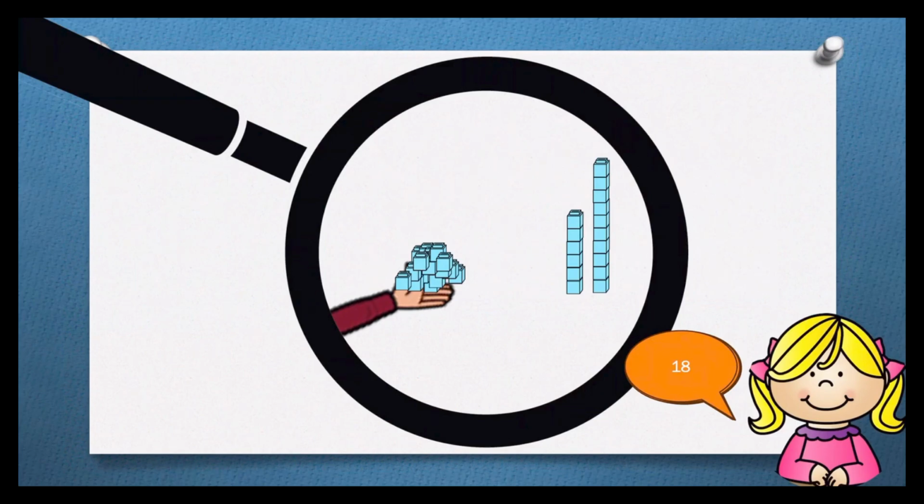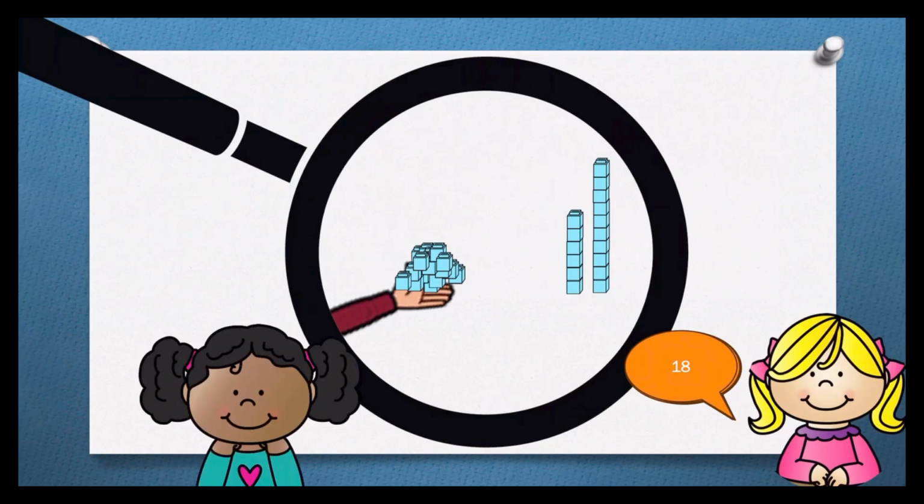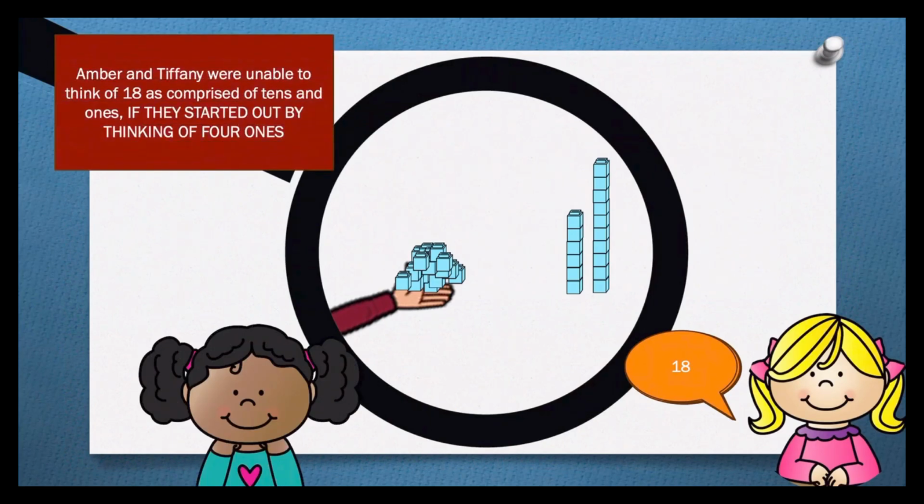When I asked Tiffany to act out the story, she did the exact same thing. My interpretation of what is happening here is that at this time, Amber and Tiffany were unable to think of 18 as comprised of 10s and 1s if they started out by thinking of 4 ones. If we simply asked them to show 18, I'm sure they would have put out 1 roll and 8 pieces.